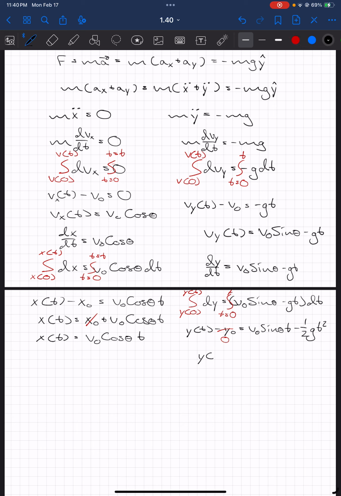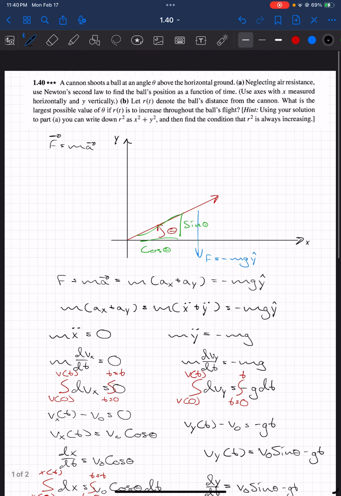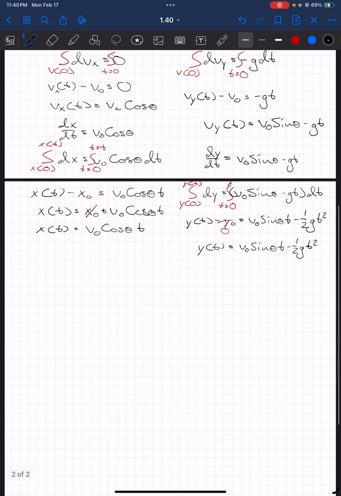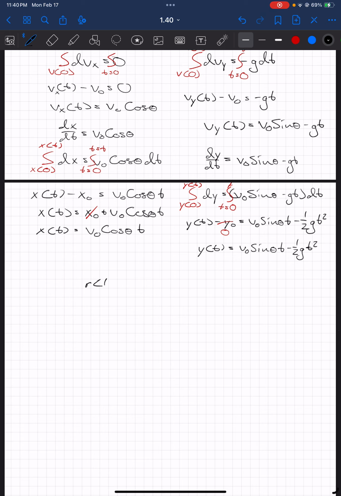So y of t is v naught sine theta times t minus 1/2 gt squared. And we want our ball's position as a function of time, which we will use r of t to represent. And r of t, when squared, is equal to x squared plus y squared. And we have these two position functions right above us. So x squared is actually just v naught squared cosine squared theta times t squared.